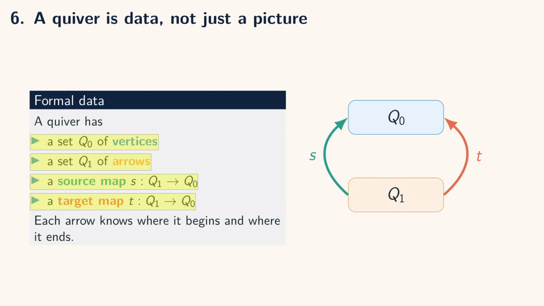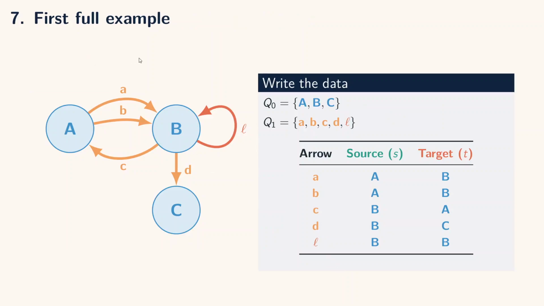First full example. Let us now read a complete quiver, carefully and thoroughly from start to finish. Here is our quiver. We have 3 vertices, A, B, and C. And we have 5 arrows, A, B, C, D, and L. Let us record the source and target of each arrow, one by one. Arrow A goes from A to B, its source is A, and its target is B.